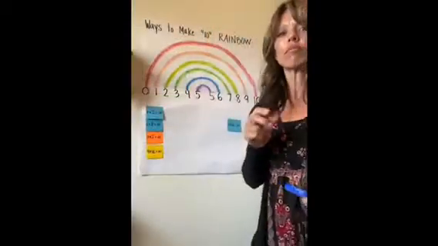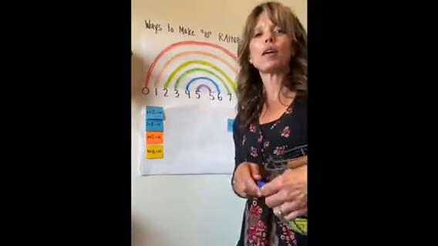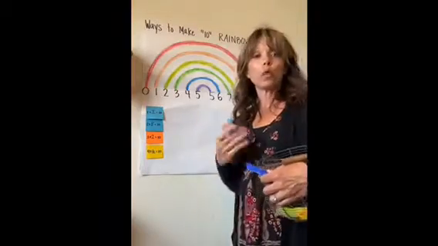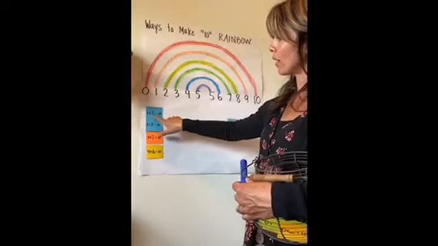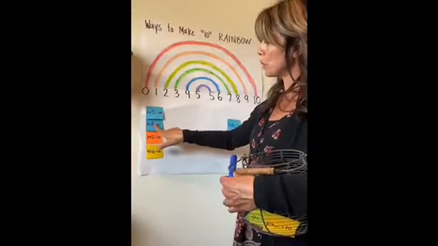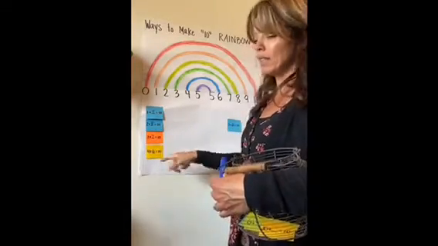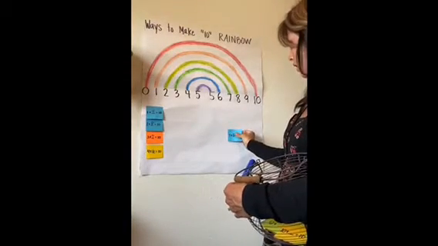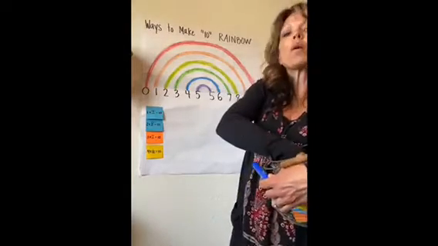All right, I hope you had fun dancing with Abby. Let's get back to our ways to make a 10 rainbow. Before we left for a brain break, we did a couple of our addition sentences. We had 1 plus 9 equals 10, 2 plus 8 equals 10, 3 plus 7 equals 10, 4 plus 6 equals 10, and 7 plus 3 equals 10. So now we're going to move on and see which one is next.